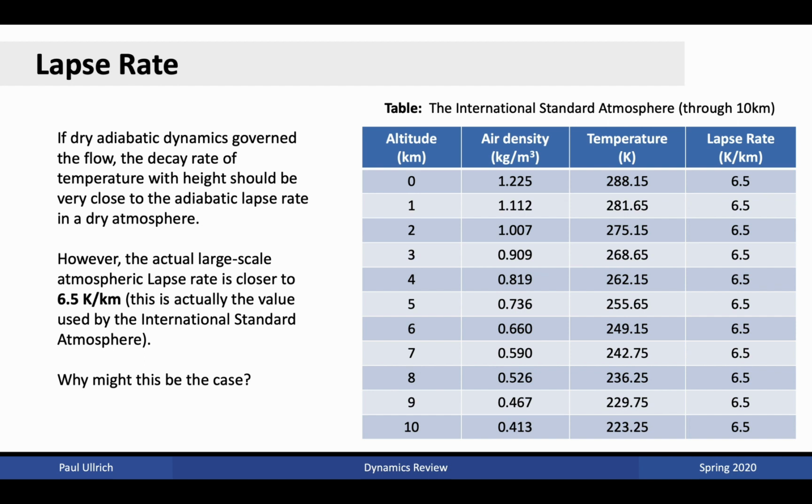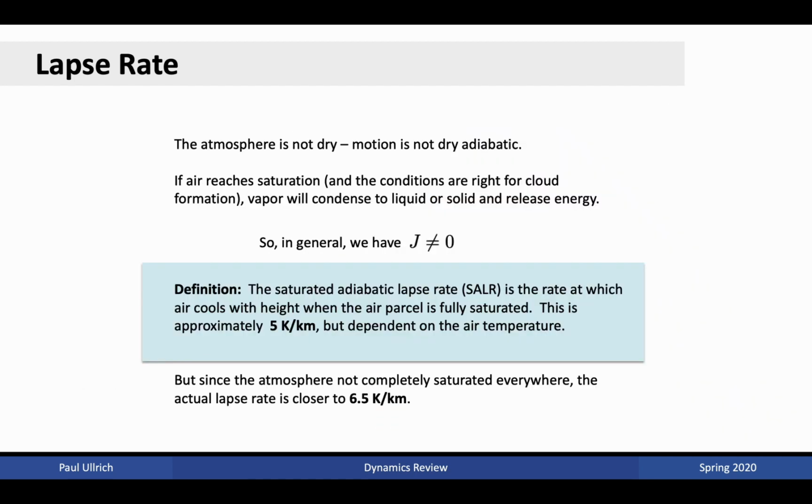So why do we have a lower lapse rate than the dry adiabatic lapse rate? The answer is pretty simple. The atmosphere is not dry. Motion is not dry adiabatic. If air reaches saturation and the conditions are right for cloud formation, namely as long as we have cloud condensation nuclei present, then vapor will condense to liquid or solid and release energy in the process. So in general, for any sort of moist fluid parcel, we will have J not equal to 0.